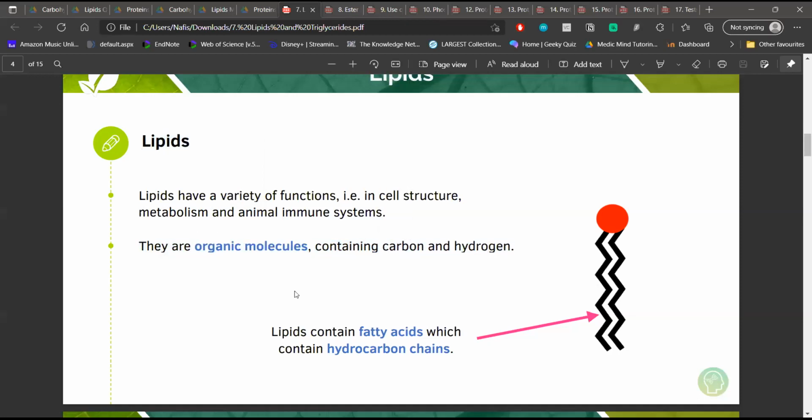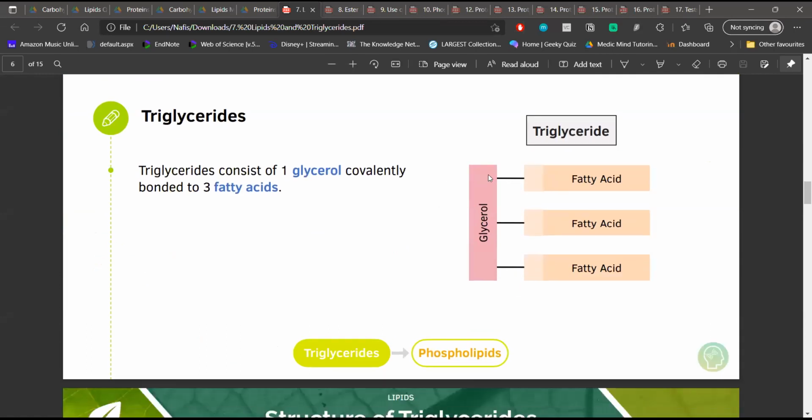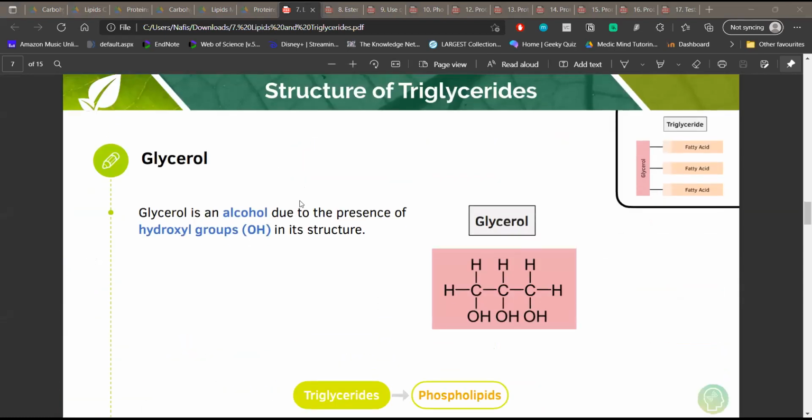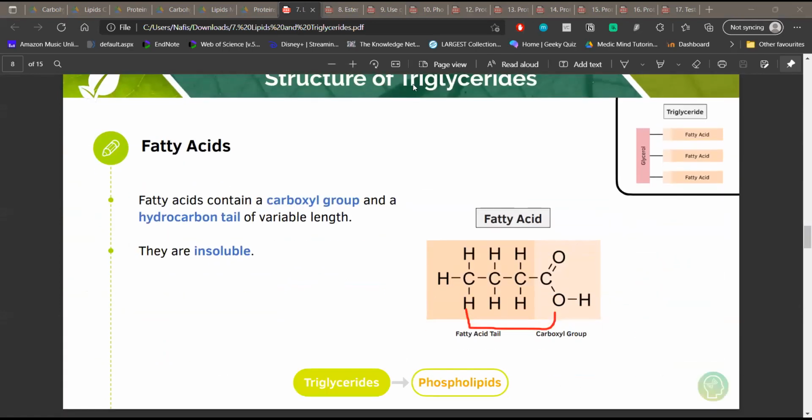They're organic molecules containing carbon and hydrogen. So remember, they have fatty acid chains, and they have a glycerol head, basically. So a triglyceride is one glycerol molecule bonded to three fatty acids. And I'm sure you can understand that because it's tri meaning three, referring to the three fatty acids. Glycerol is an alcohol. There are three OH groups, three hydroxyl groups, and that makes it an alcohol. And fatty acids have a carboxyl group, so they're a form of carboxylic acid.